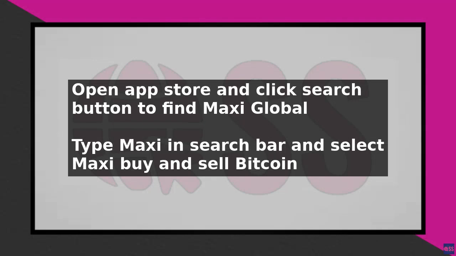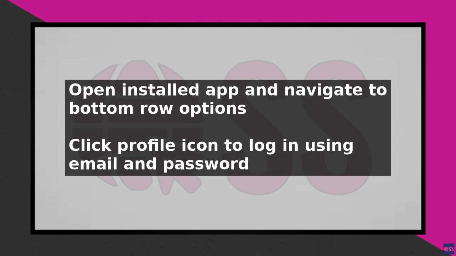To add Google Authenticator to MEXC Global, start by opening the App Store and clicking on the search button. Type in MEXC in the search bar, and select the MEXC Buy and Sell Bitcoin option to download the app. Once downloaded, exit the App Store and locate the installed app on your device.